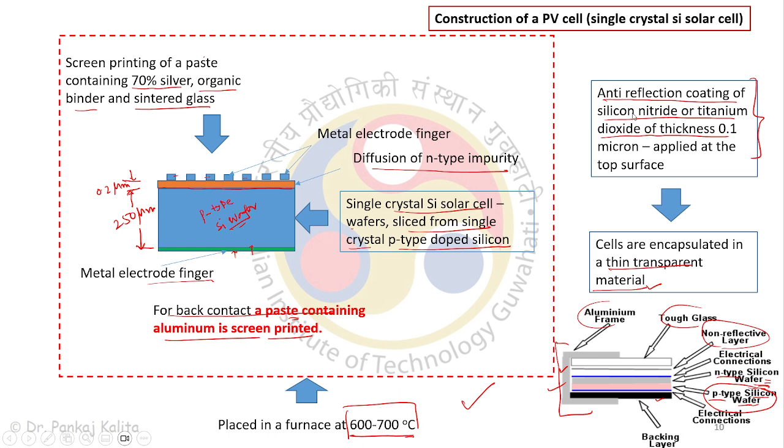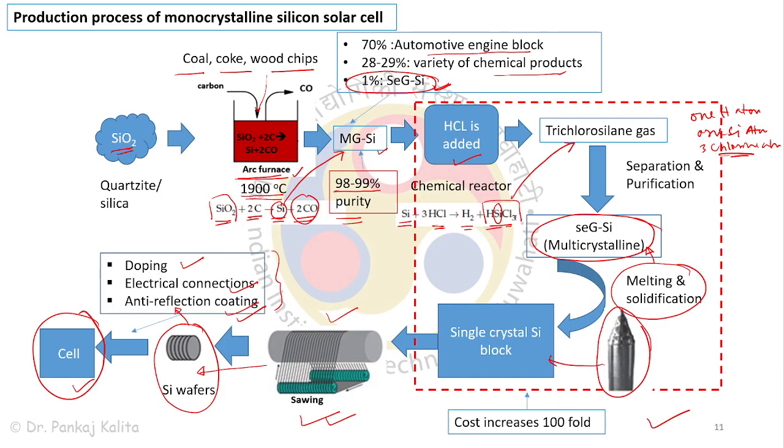After that, an anti-reflecting coating of silicon nitride or titanium dioxide of 0.1 micron thickness is applied on the top surface, and then it's encapsulated in a thin transparent material. So this is just to know the basic construction and manufacturing process of a single crystal silicon solar cell.